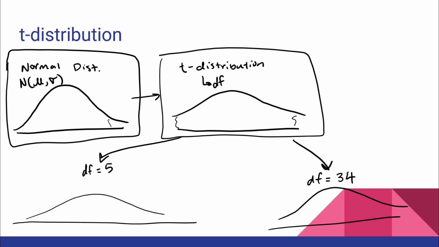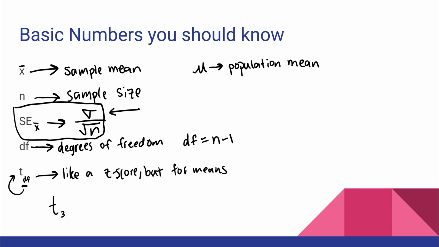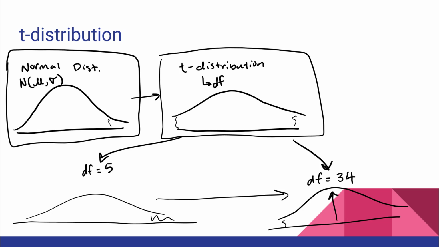So if there are 5 degrees of freedom, it has less of a peak and it's fatter here. However, as you increase the degrees of freedom, it starts to cluster more towards the center, its tail becomes smaller, and it peaks more. As you increase your degrees of freedom, your t-distribution starts to look more and more like a normal distribution. And the thing with our t-value up here, this can also be called a t-score.